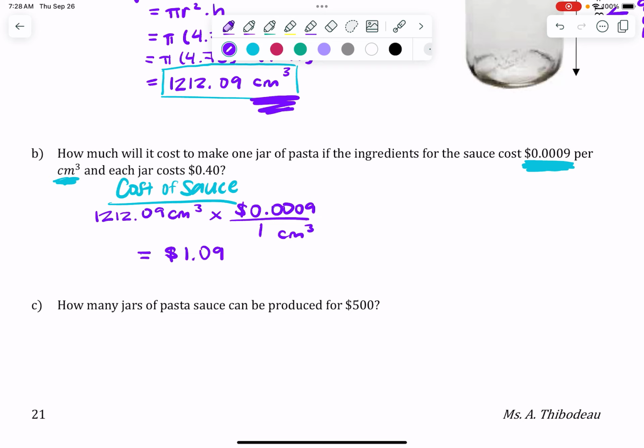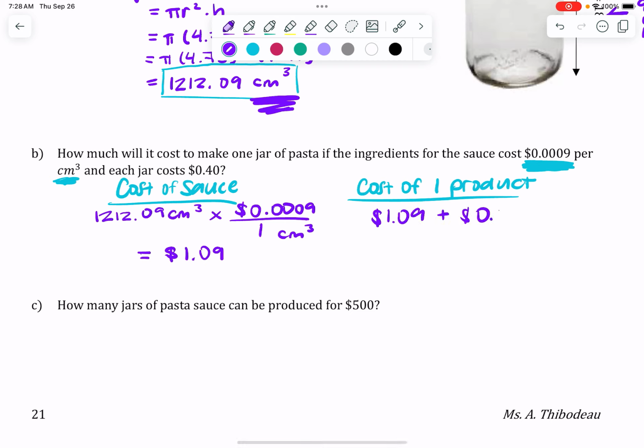Now remember, this is just the cost of the sauce. I want to know the total cost to make 1 jar. So I need to include the cost of the jar and the cost of the sauce total. So cost of, I'm going to say, 1 product. And that's my 2 costs added together. That's my $1.09, and it's my 40 cents to actually just buy the jar. And that's quite nice. My final answer is $1.49 to make 1 jar of that pasta sauce.